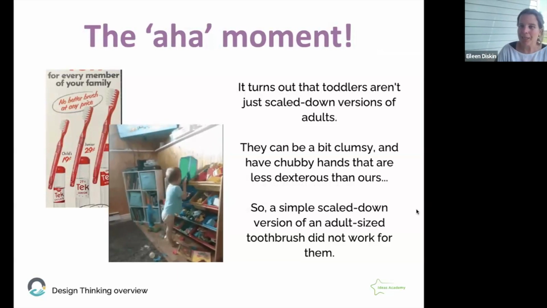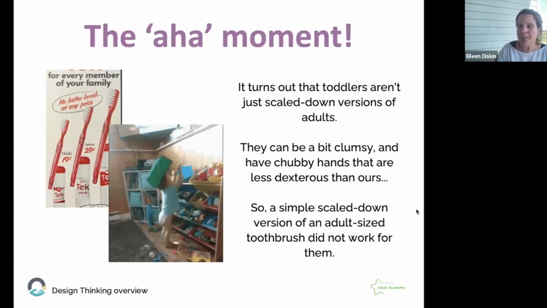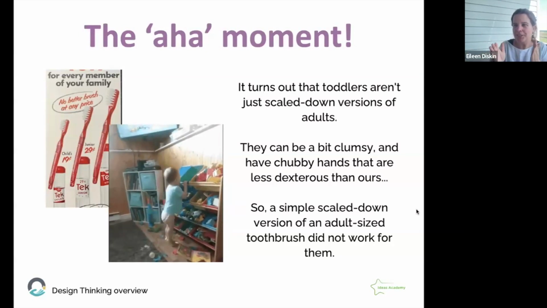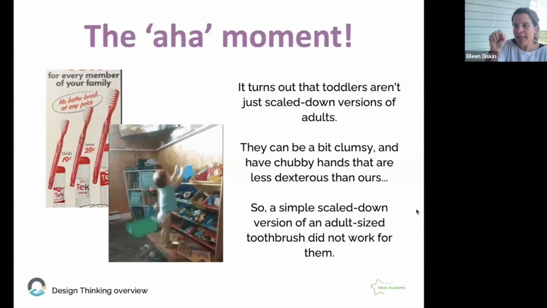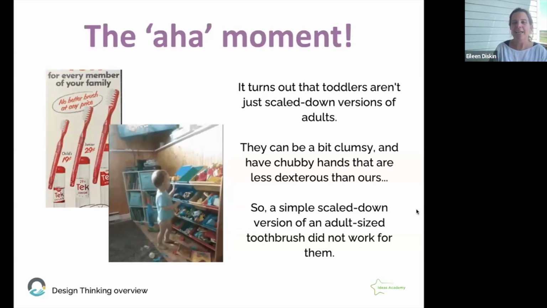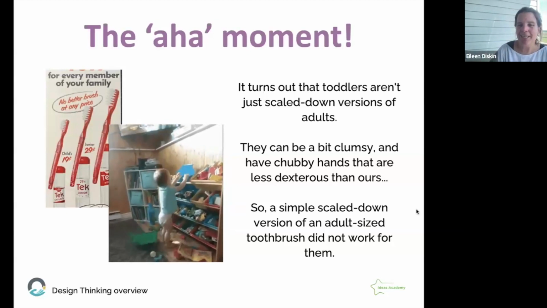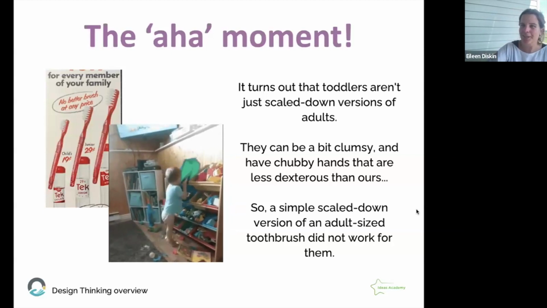They can be a little bit clumsy. They have chubby little hands that are less dexterous than ours are as adults. And what they saw was toddlers trying to hold these scaled down versions of adult toothbrushes. The toddlers were dropping them onto the dirty bathroom floor, or some of them were holding the handle up very close to the bristles, and they were getting toothpaste all over their face and all over their hands, and it was a mess.